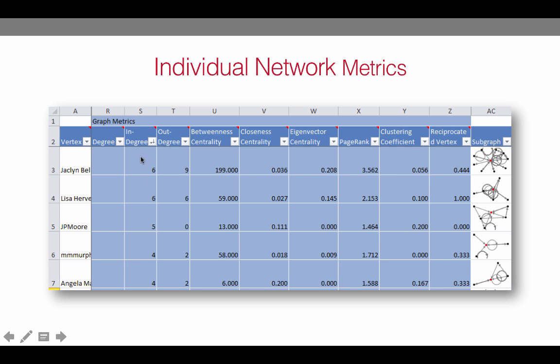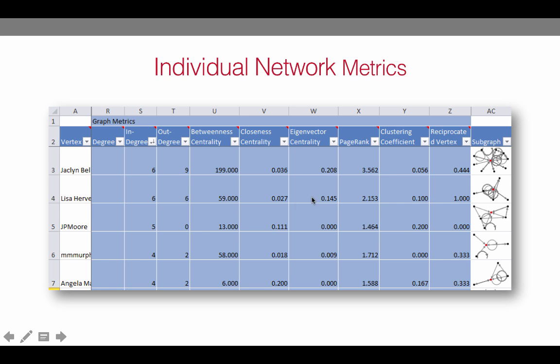In this case, we have the direction of the relation in the network. So we have the number of people who have mentioned Lisa Hervey. In this case, 6 different people have mentioned Lisa Hervey. It doesn't tell us how many times they mentioned her. It just says that she is connected to 6 different people. And it also says how many people Lisa Hervey herself had mentioned or replied to. In this case, it's also 6.